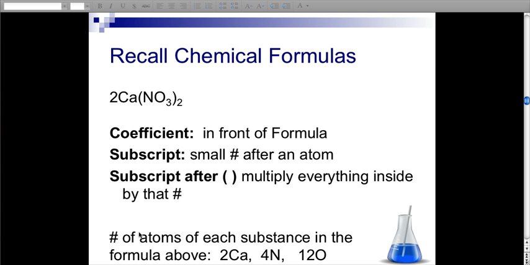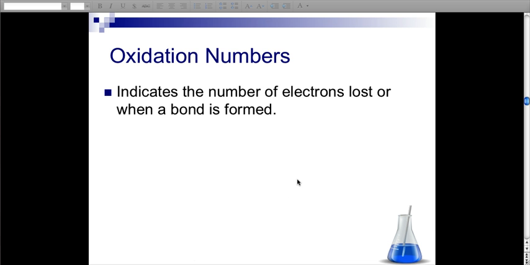So for example, for the number of atoms of each substance in the formula above, we have 2 calcium. The 2 distributes here, and there's only one subscript, so 2 times 1 is 2. For nitrogen, 2 times 1 nitrogen is 2, times 2, that would make 4. 2 times 3 is 6, times 2 would make that 12 oxygens.